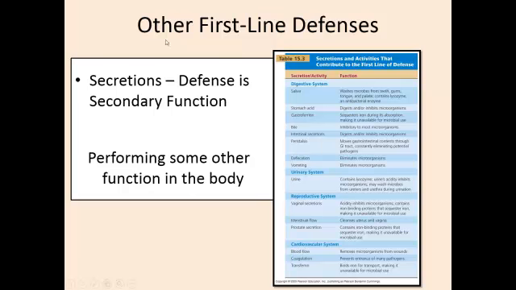Lastly, let's talk about secretions that act in defense, but which is a secondary function. In other words, these secretions are performing some other function in the body. Let's cover two of them: stomach acid and urine. Let's start with stomach acid. The main function of stomach acid is to aid in the digestion of what you've been eating. You've got a low pH. It denatures proteins especially to make them easier to clip up by enzymes. But while you're denaturing the proteins in your food, you're also denaturing the proteins in microorganisms, and it inhibits most of them.